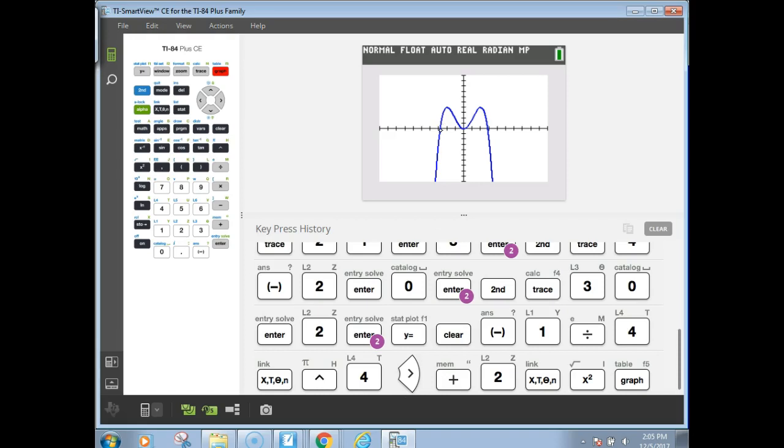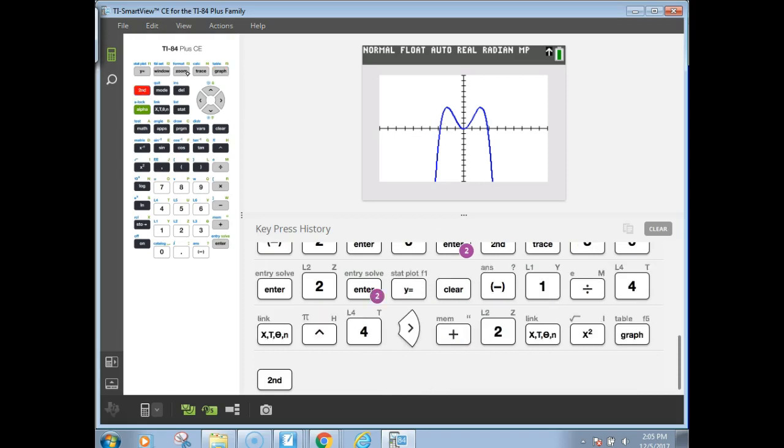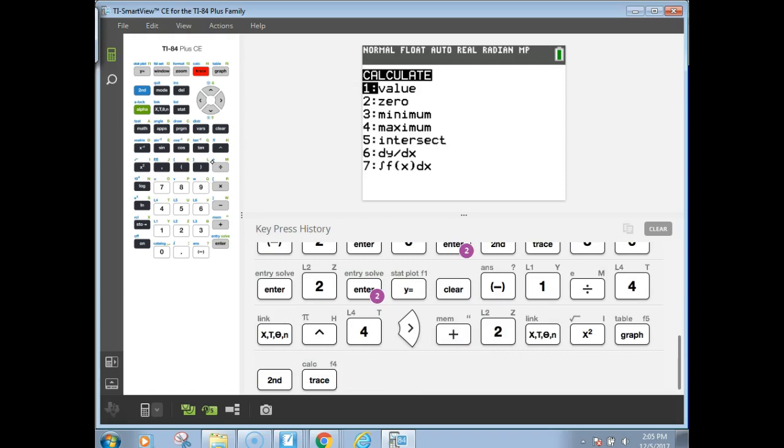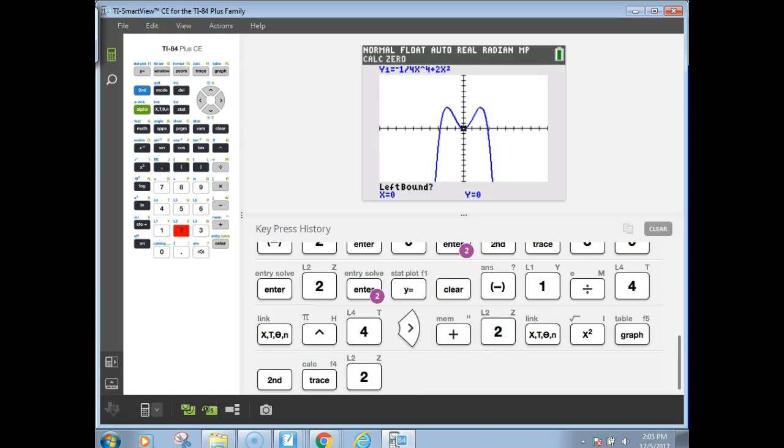Now let's go for the x-intercepts right away. Second, trace, trace 2. Now the first one we're going to see, where's it landed? Right there in the middle. (0, 0). Is that a 0? It's also the x-intercept. It's hitting at (0, 0). So I know that's a point on my graph. All right, but let's go find the other one.